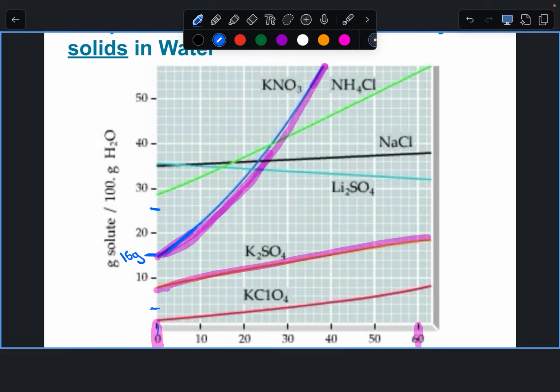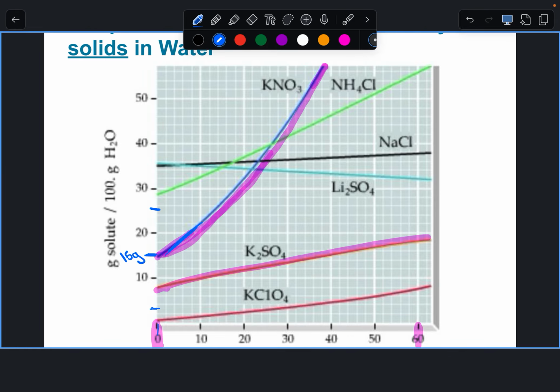So you would just look at the slope of the line. Sodium chloride, there's not a big difference there. Changing the temperature does slightly increase the solubility, but not nearly as much as the others. Okay?